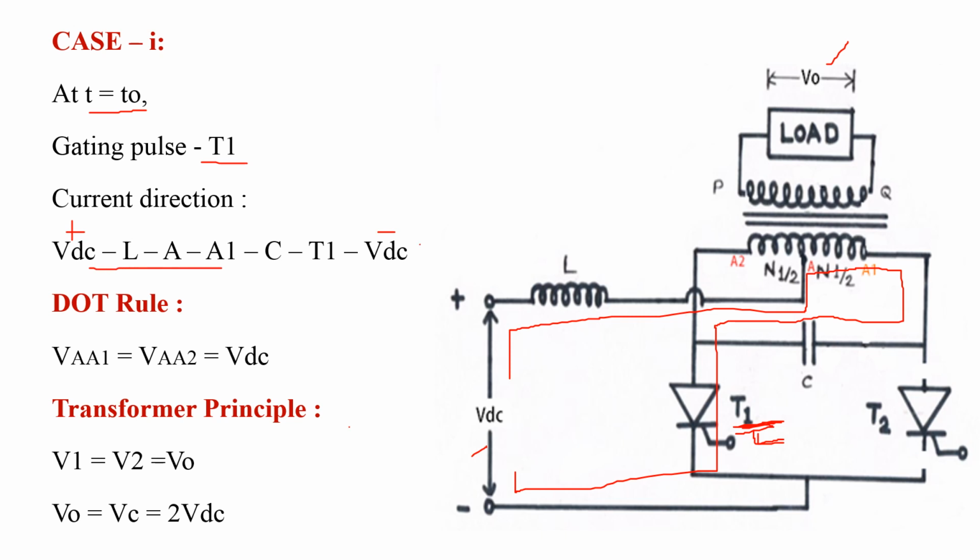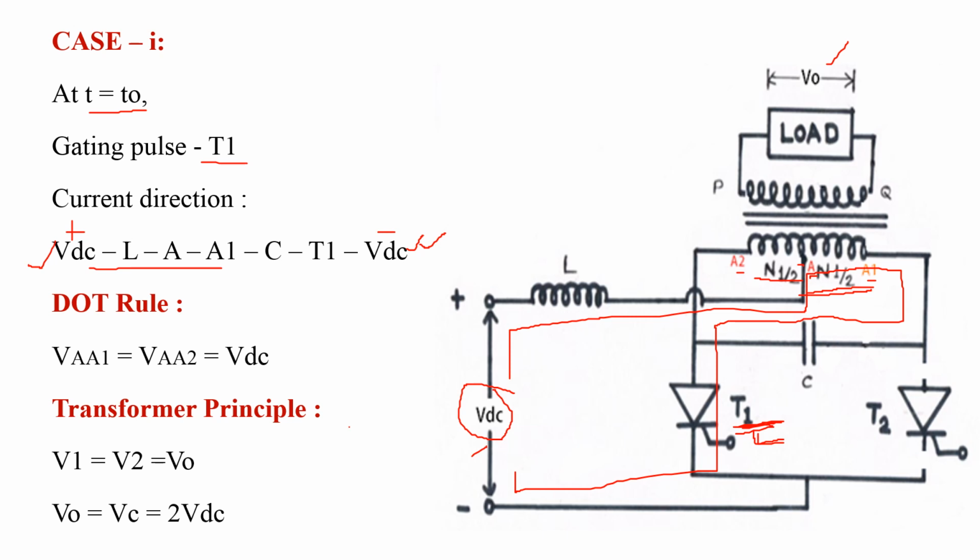In this path, current is flowing from VDC plus to VDC minus. In this case, in the primary winding of the transformer, current is flowing from terminal A to terminal A1, which means the total amount of input voltage appears across this part. Now according to the dot rule, the same amount of voltage appears across the second part of the primary winding, that is from terminal A to A2.